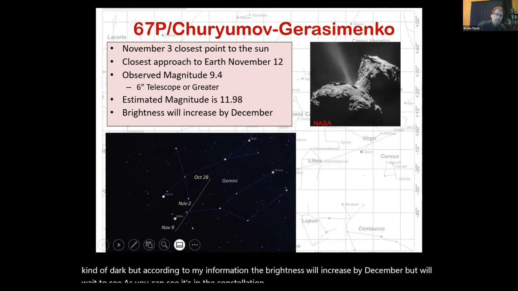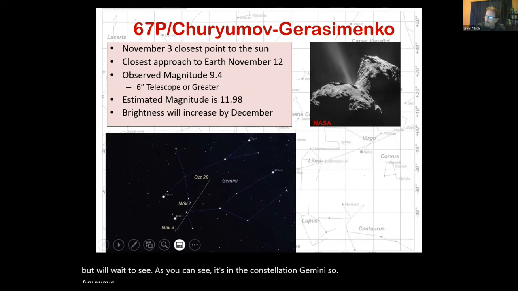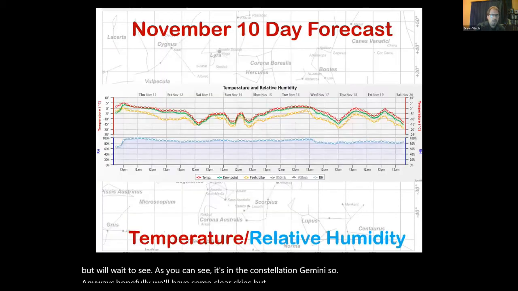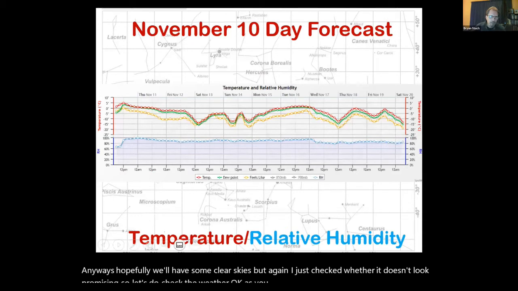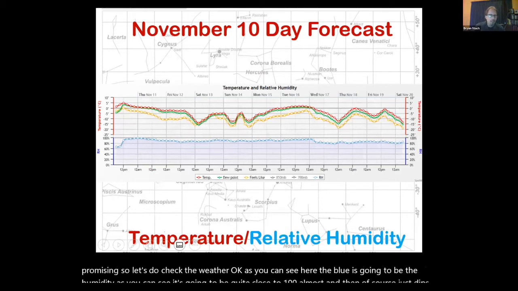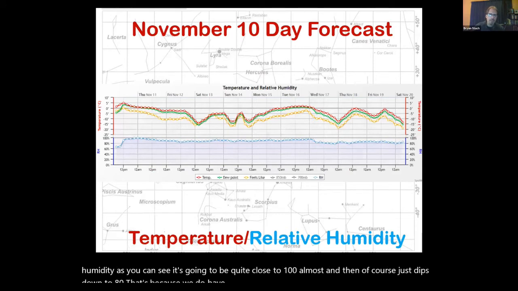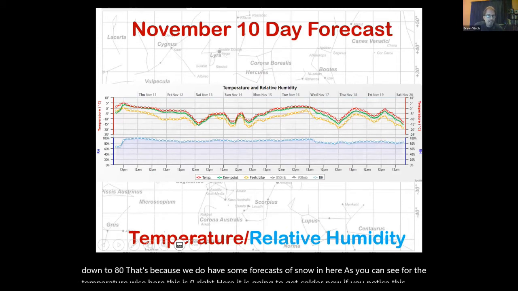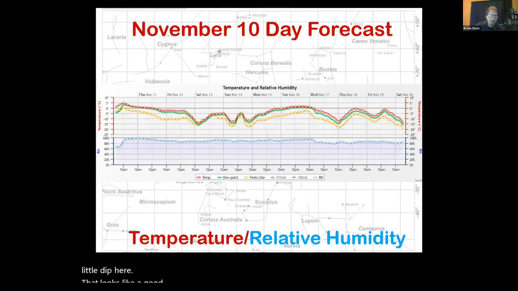So anyways, hopefully we'll have some clear skies, but I just checked the weather and it doesn't look promising. So let's check the weather. As you can see here, the blue is the humidity. It's going to be almost 100%, and then it dips down to 80. That's because we do have some forecasts of snow in here. For the temperature, this is 0 right here. It is going to get colder. Now, if you notice this little dip here, that looks like a good indication of some clear skies.